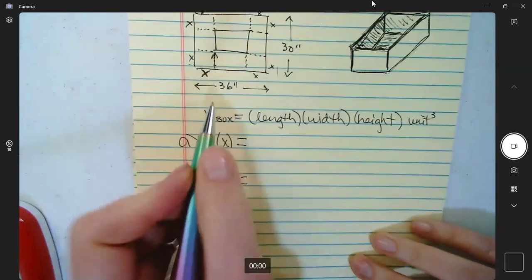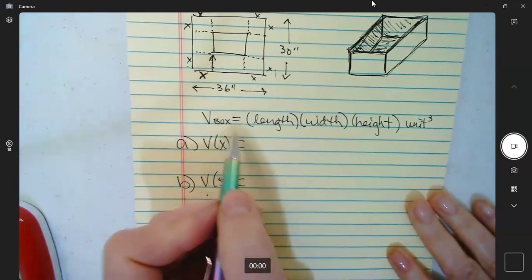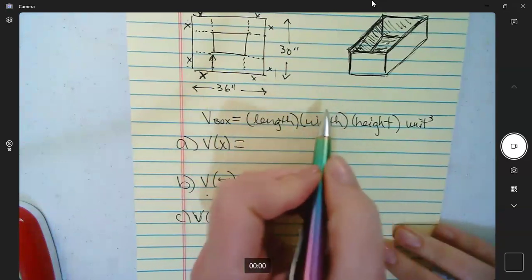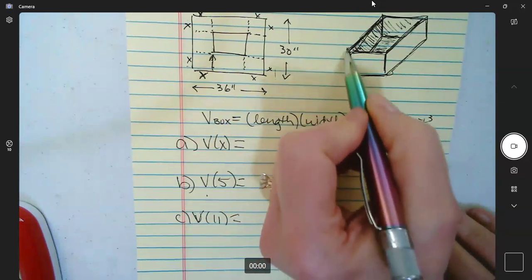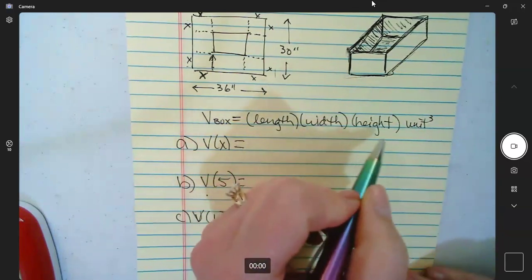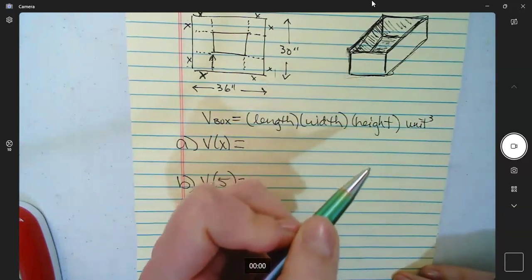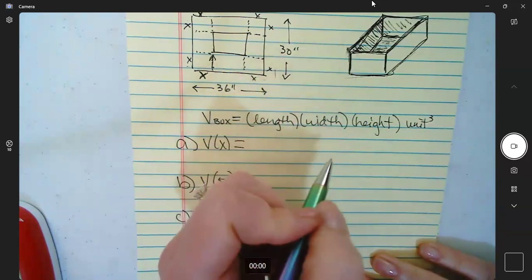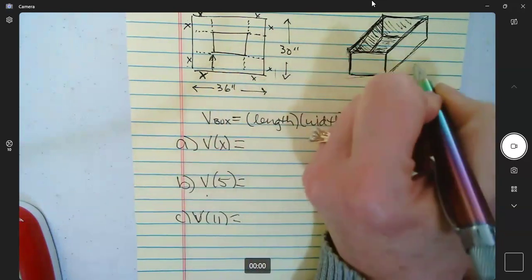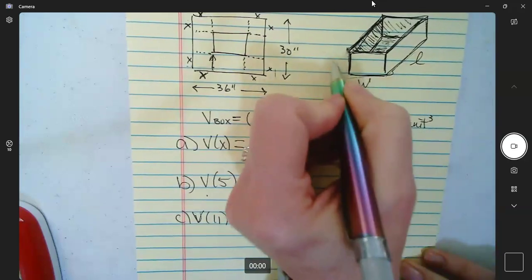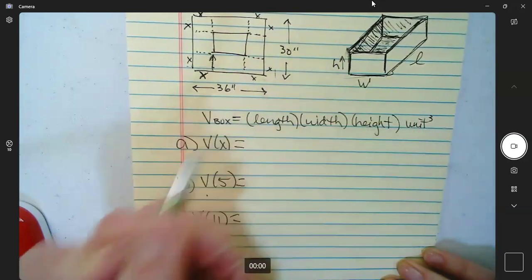So in general, for any box, the volume of the box is found by taking all 3 dimensions. So you've got the length and the width, and the height, and that will be your cubic units, cubic inches or feet or whatever the linear measurement is. So if we're going to go through this, I'm going to call this part the length, and I'll call this part the width, and I'll call the vertical piece the height.